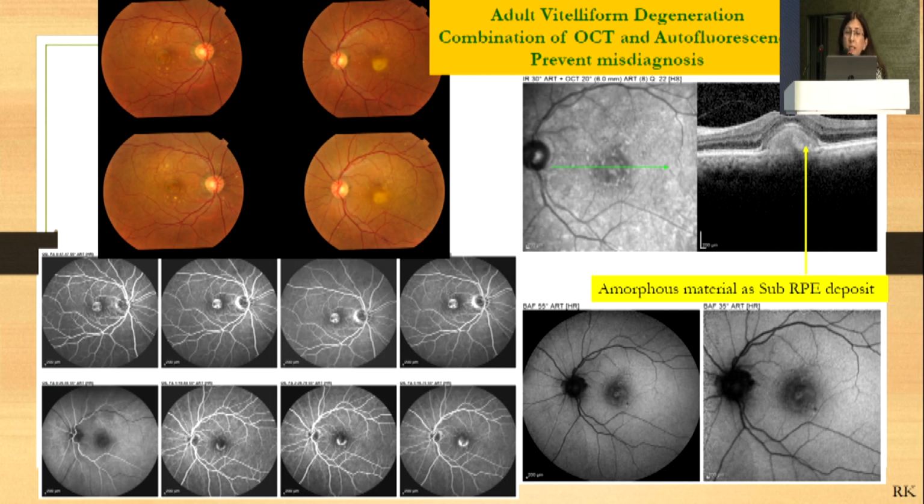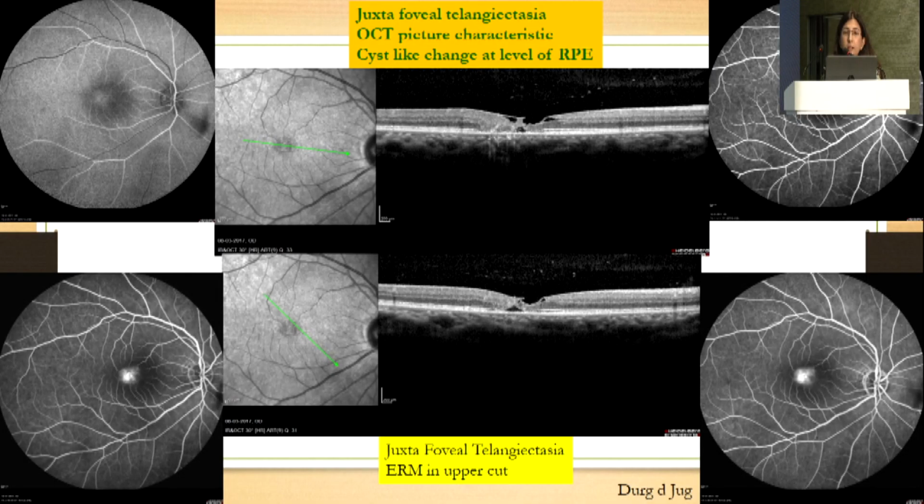Important differential diagnosis from AMD would be adult vitelliform degeneration. Here you would get a similar kind of lesion, but on the OCT you see a uniform amorphous material, sub-RPE deposit. So this differentiates it from a PED. Juxtafoveal telangiectasia, another macular degeneration.